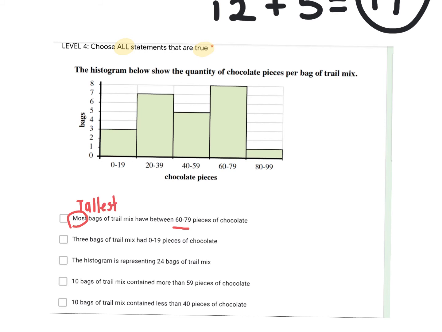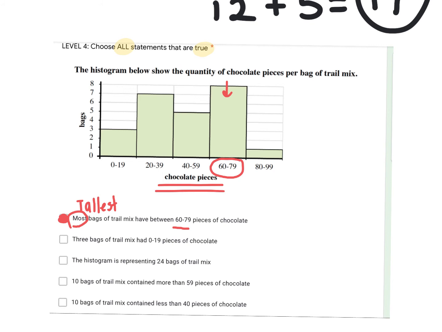So we're going to go to 60 to 79 pieces of chocolate, because you notice here this tells us it's chocolate pieces. And yes, this is the highest bar, this one right here. So that is true. In fact, let me not put an X. Let me color it in so it doesn't look like it's wrong because I put an X. Okay, let's go to the next one.